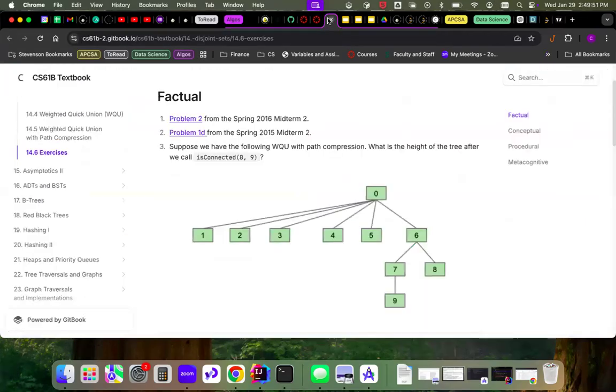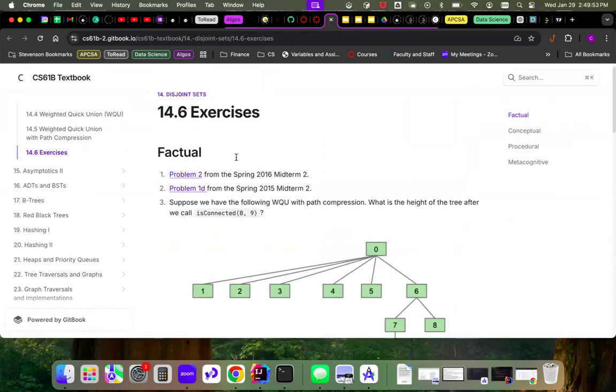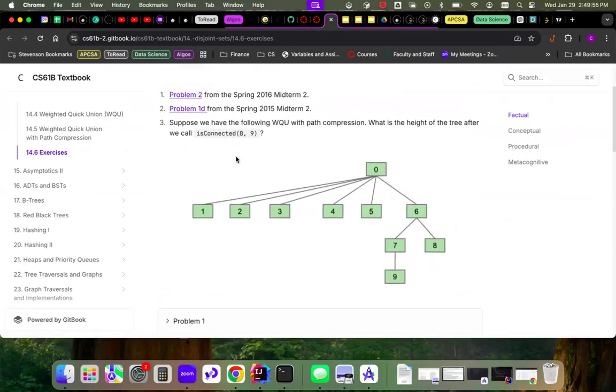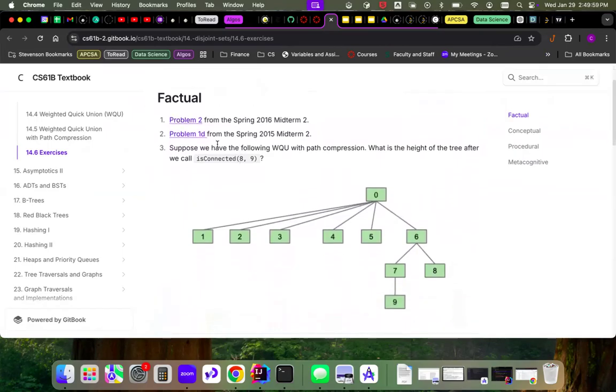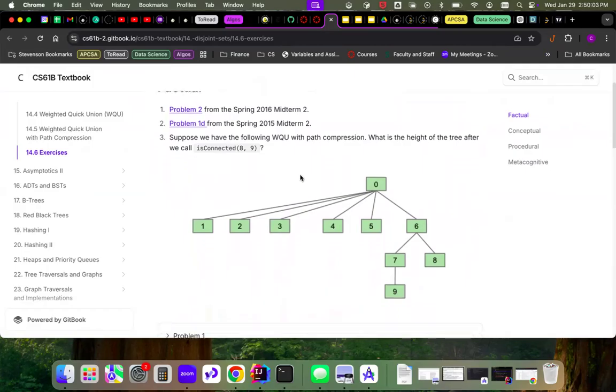Cool. All right. I'm going to give you some sample questions. This is going through some exercises from our disjoint sets. I'm not going to give you these two. Maybe we'll look at one of these, but we have the following. What's a WQU? Weighted quick union with path compression.